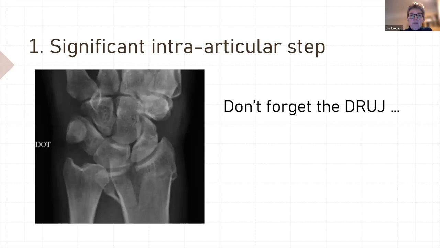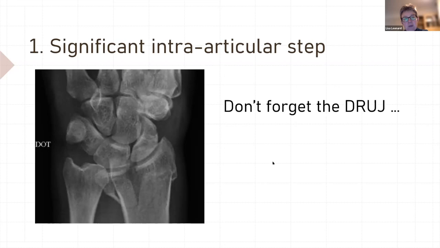The 3 factors I use are, I do look at if there is an intra-articular step. I think it is difficult to measure that accurately. You often get these sort of x-rays where you see a gap, perhaps not a step. Does that count? But I do think sometimes the DRUJ is a bit missed, and I suspect there is a step in the DRUJ there. So I have a look at that, and if it's more than a couple of millimetres, I will start to think maybe we should be doing something.